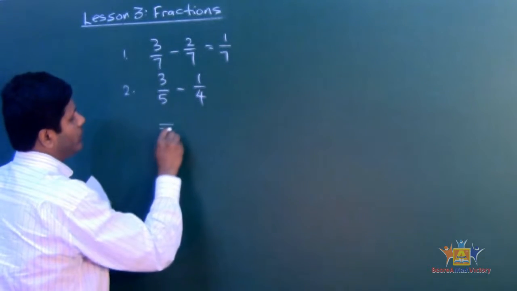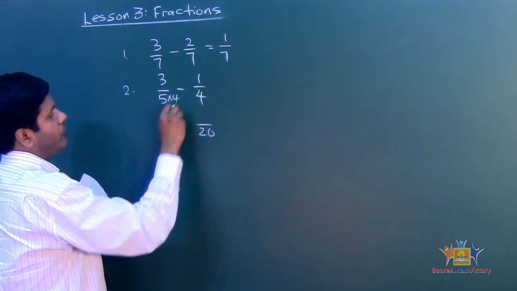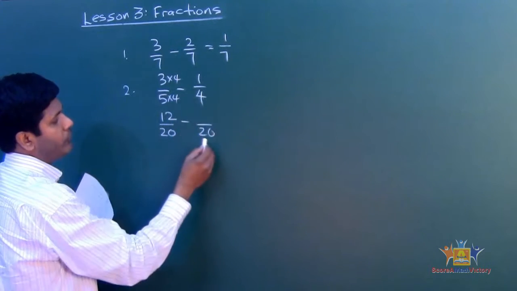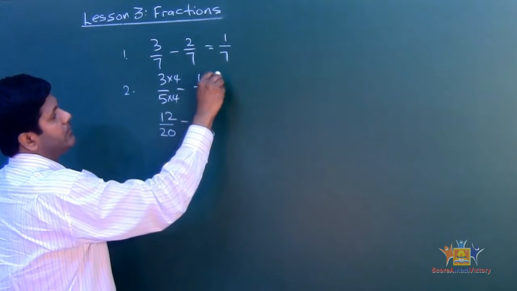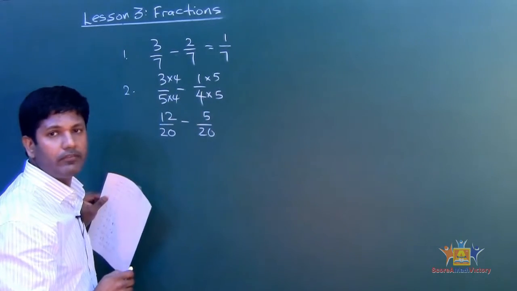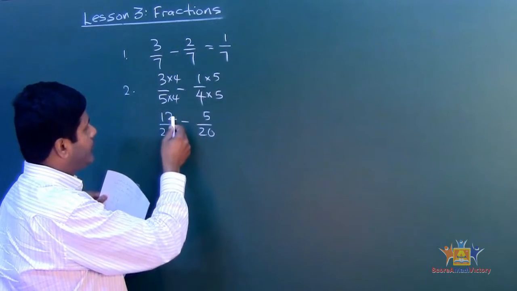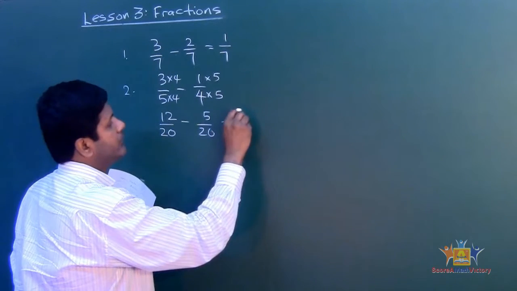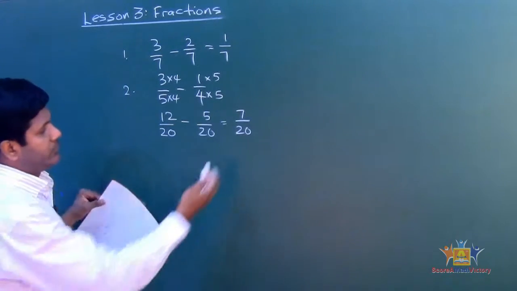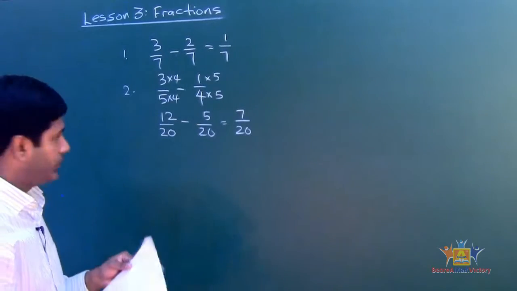And how do I go from 5 to 20? I multiply this by 4. That means I'm going to multiply the 3 also by 4, which makes it 12. And how do I go from 4 to 20? I multiply this by 5, and that means the numerator also I multiply by 5. So 1 times 5 is 5. Now I can subtract because both have the common denominator. 12 minus 5 is, very good, 7 over 20. I just bring the 20 across. Can we simplify? No, that's it. If you can simplify, you should do that. Otherwise, leave the answer the way it is.